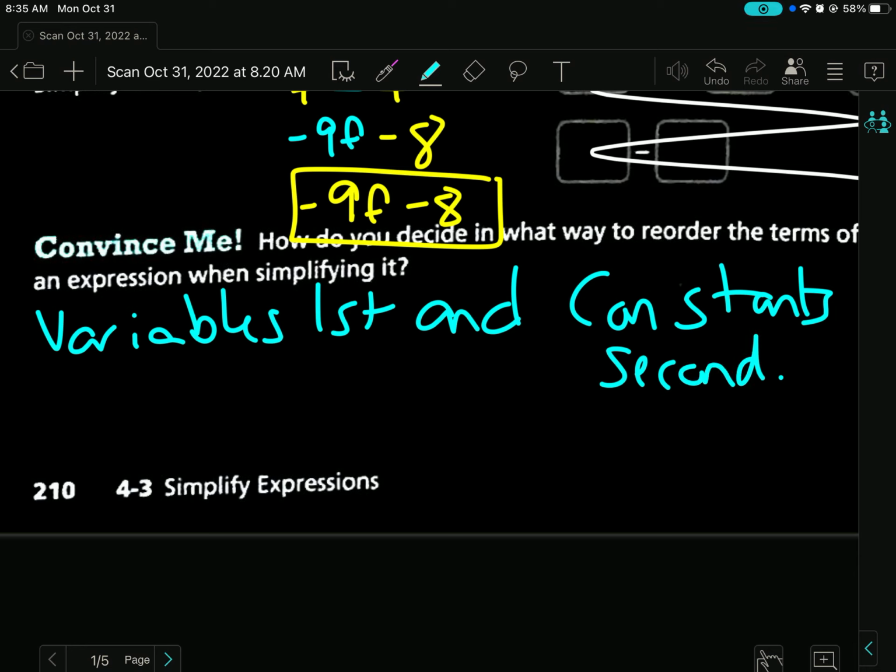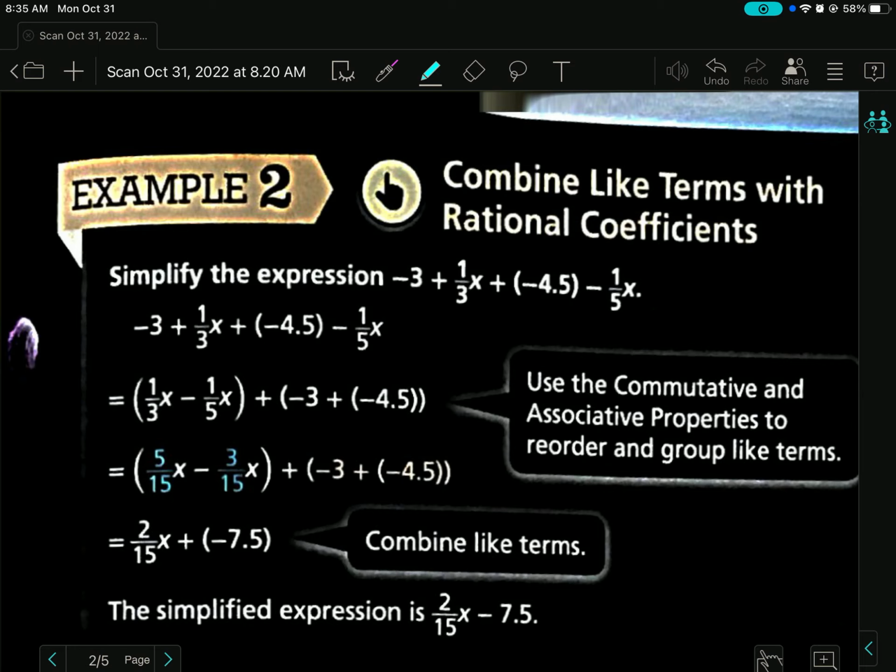If we had written this previous one as negative 8 minus 9f, they mean the same thing. But what happens is when we get to algebra, it's helpful to have the variable part first and the constant second, even when we go into solving equations in our next chapter. Please make sure all of your notes are being written down. Even though I'm not here, I still want to see those notes.